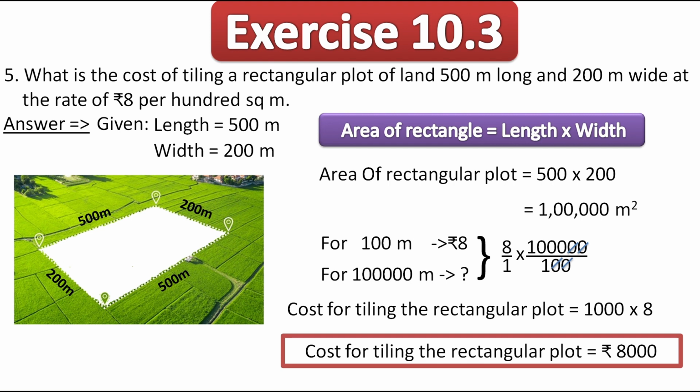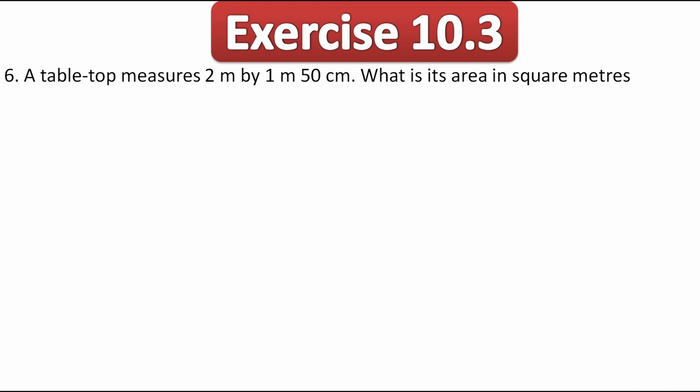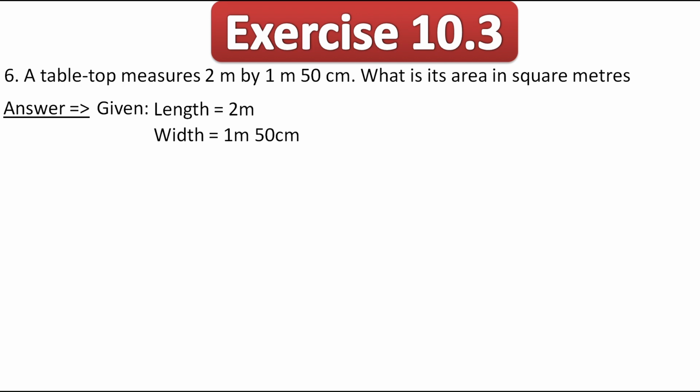Okay, now let's move to the next question, that is the sixth one. A tabletop measures 2 meter by 1 meter 50 centimeter. What is its area in square meters? Okay, now they have told us the tabletop measures 2 meter by 1 meter 50 centimeter. Means here 2 meter is length and 1 meter 50 centimeter is width. Okay, and we have to find the area. So given is length is equal to 2 meter and width is 1 meter 50 centimeter.